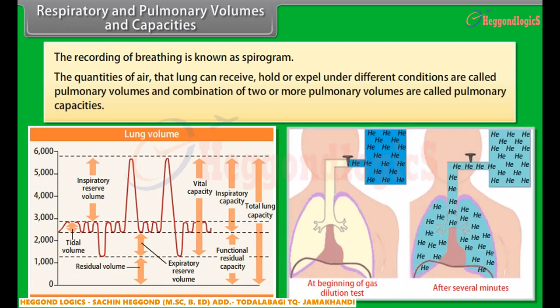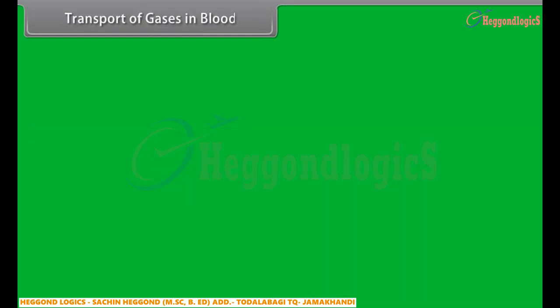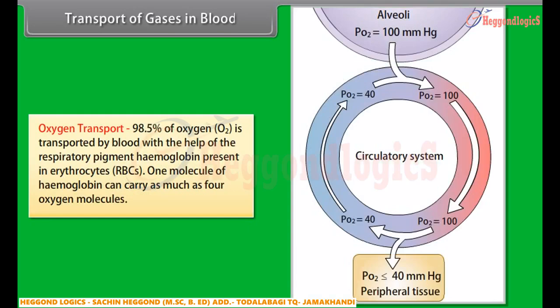The quantities of air that lungs can receive, hold, and expel under different conditions are called pulmonary volumes, and combination of 2 or more pulmonary volumes are called pulmonary capacities. The apparatus commonly used to measure the pulmonary volume is a spirometer or respirometer. Transport of gases in blood. Oxygen transport.